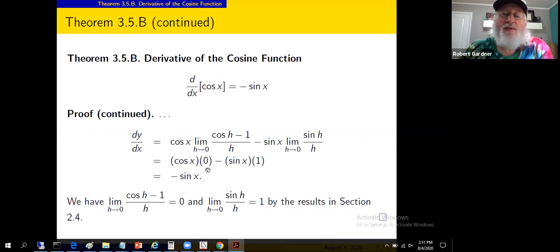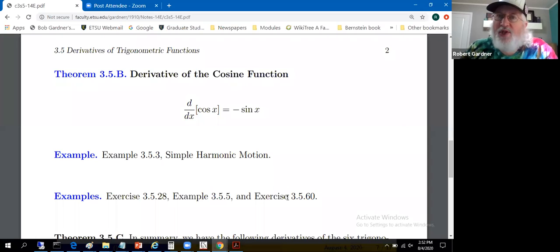You know this limit is 0. You know this limit is 1. That's what we observed earlier. That comes from the sandwich theorem. And indeed, we're left with 0 minus sine x. We're left with negative sine x. And that negative sign came out of the summation formula for the cosine function, if you want to keep track of those kinds of things. So the derivative of sine is cosine. The derivative of cosine is negative sine. We'll see some patterns when we differentiate all the trig functions, and I'll try to, in passing, mention some little tricks to remember the patterns.